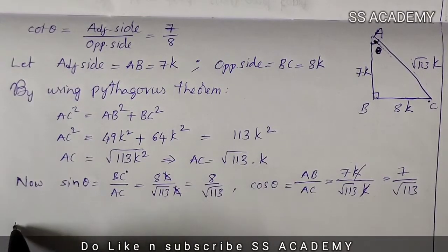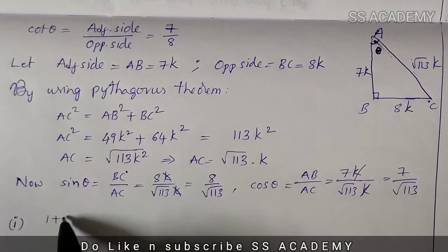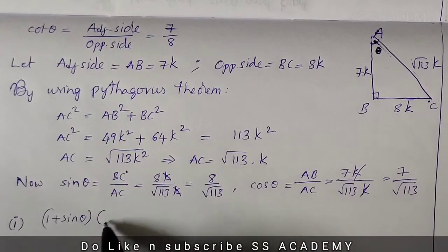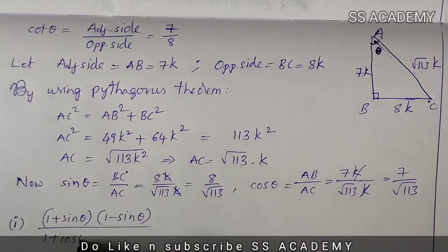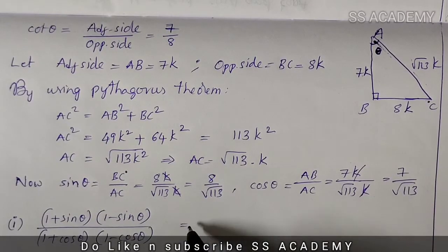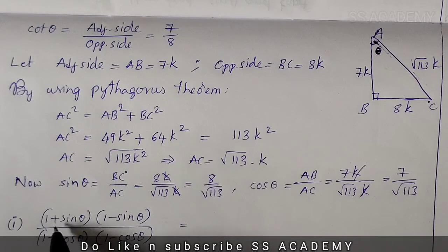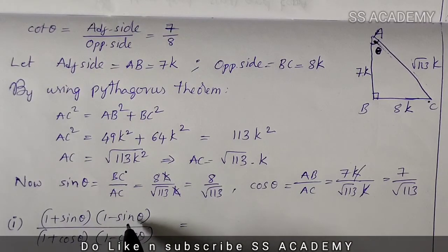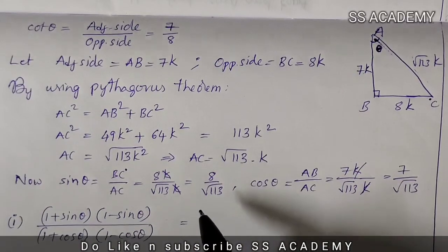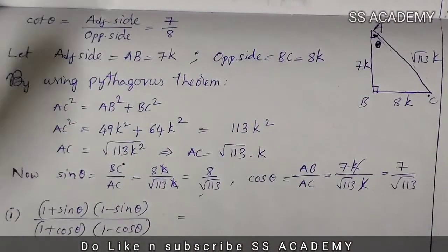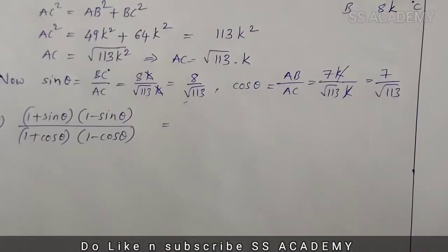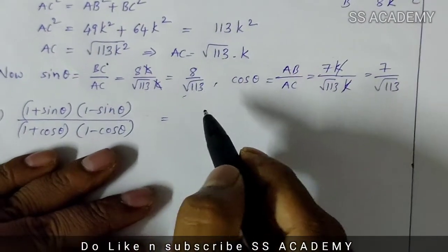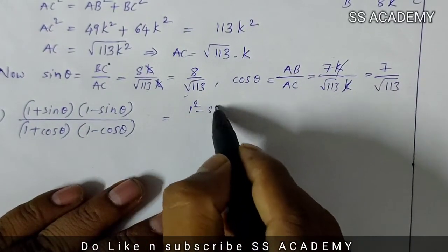So now we'll move to the first one. 1 plus sin theta into 1 minus sin theta by 1 plus cos theta into 1 minus cos theta. Here the numerator is in the form of a plus b into a minus b. So we know the formula: a plus b into a minus b equals a square minus b square, right? So that means 1 square minus sin square theta.